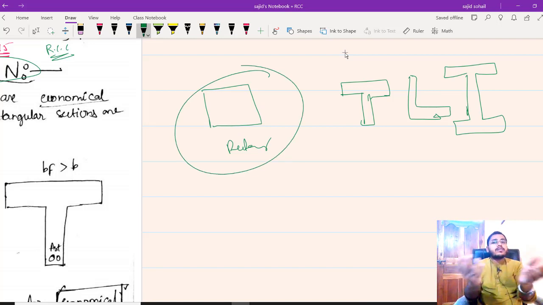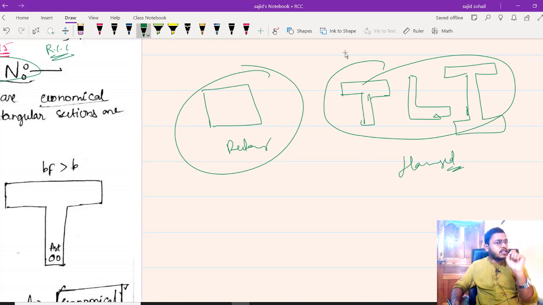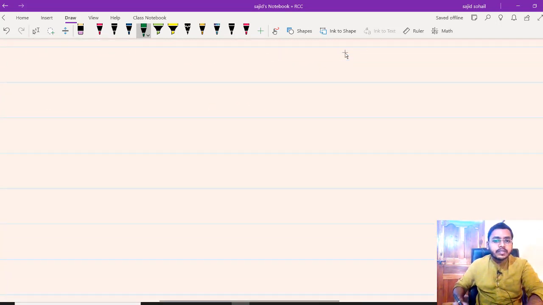Because rectangle is a very simple structure, easy to cast also. So obviously one should prefer rectangular section, but in construction, why are we even using these flanged sections? Obviously there should be certain advantage, right? So what is that advantage over rectangular? Let us try to understand first.